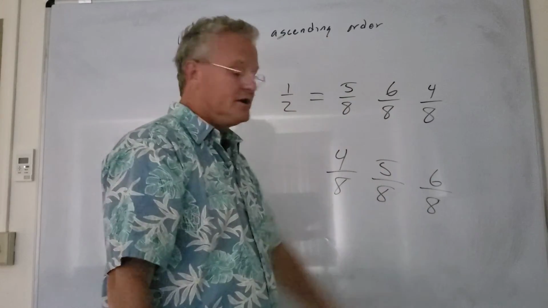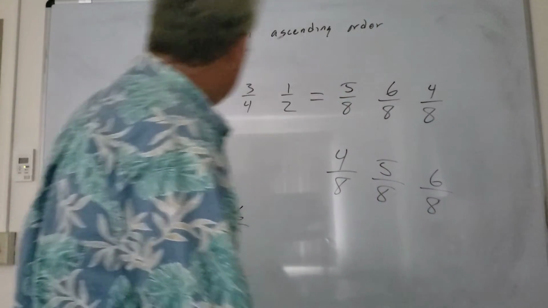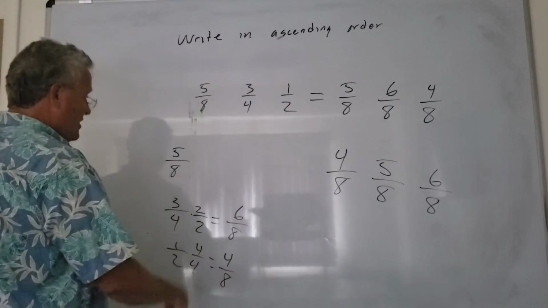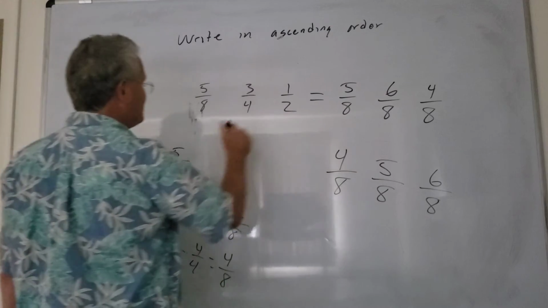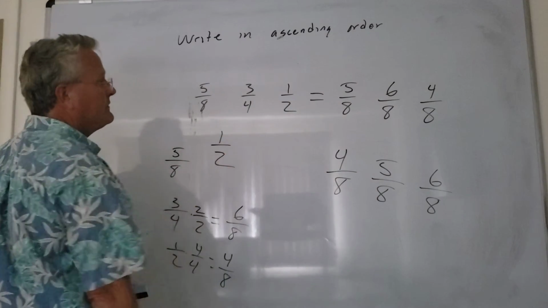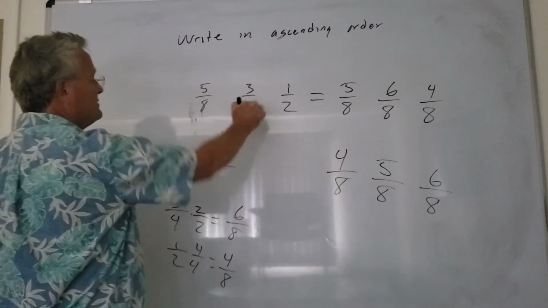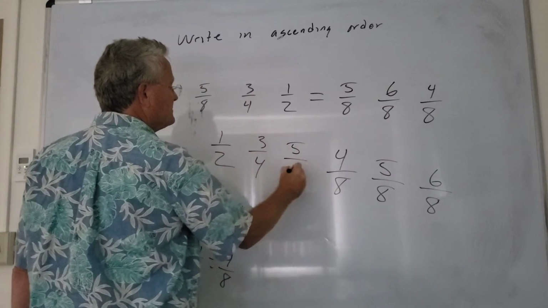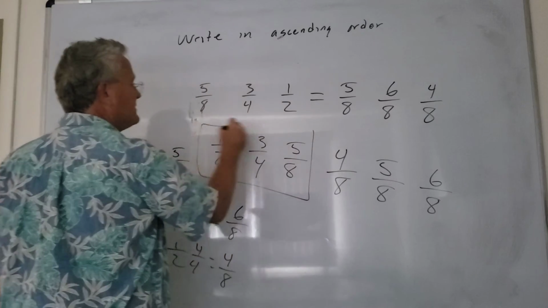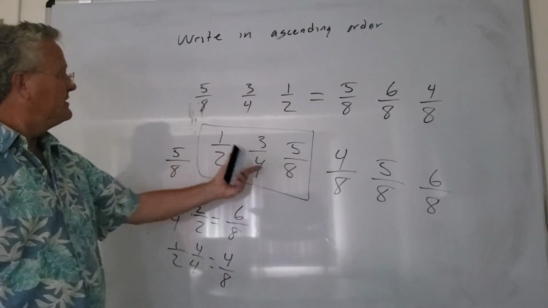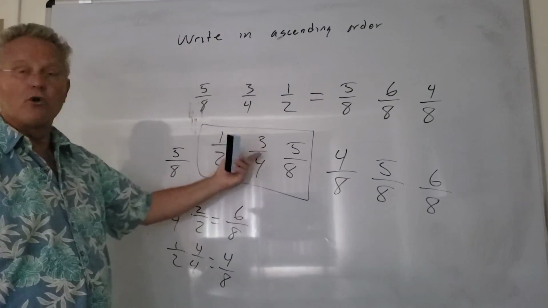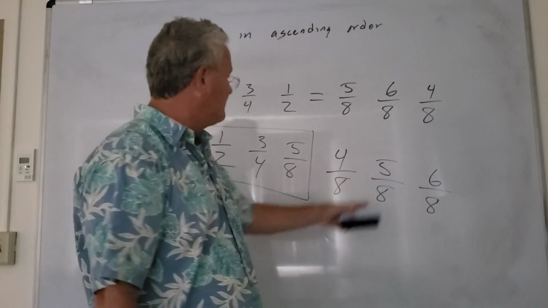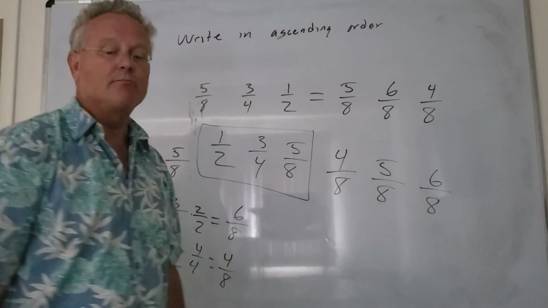So this is written in ascending order, or if we want to write these answers, the smallest number is 1/2. The next smallest number is 3/4, and the largest of these fractions is 5/8. So this is actually the answer you would want to report or write down on your homework or the test. These are equivalent, but this is the answer that I'd be looking for.